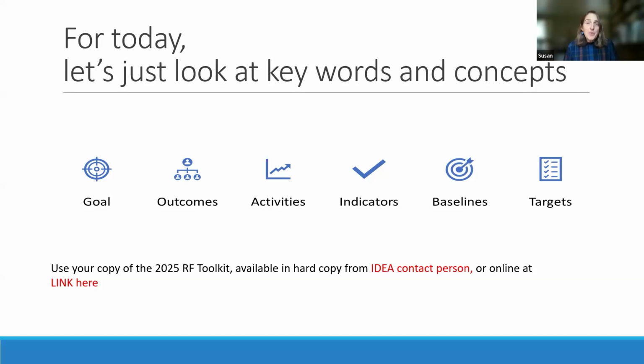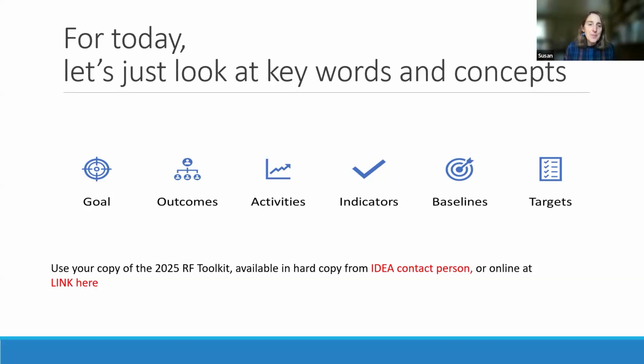And feedback we've had from Irish Aid has been that sometimes people put really inappropriate data in columns because they don't understand what they're being asked for. So today, if we understand the building blocks, we understand the goal, the outcomes, activities, indicators, baselines, and targets, then you're well on your way.